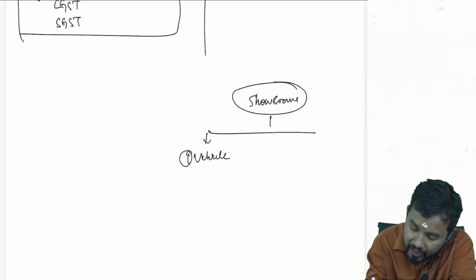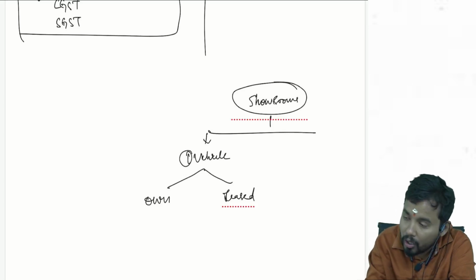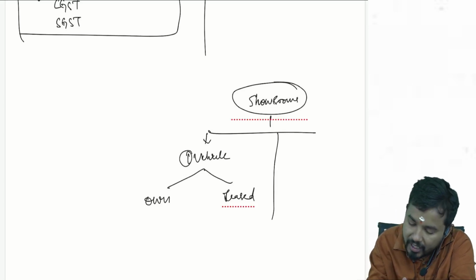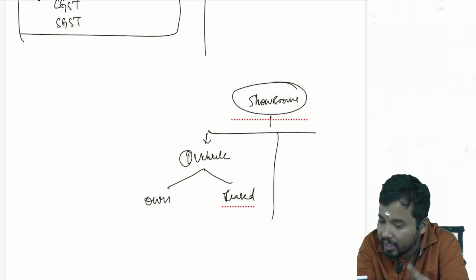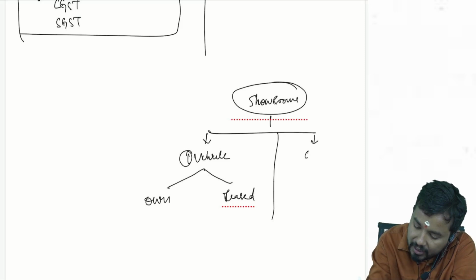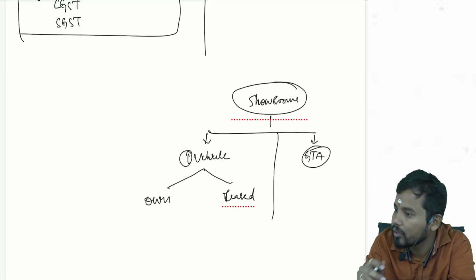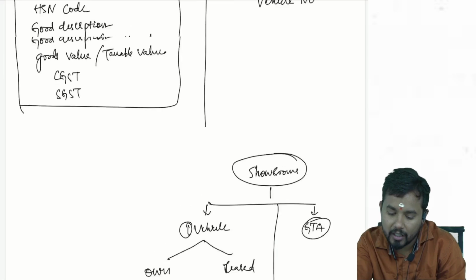Now again, this vehicle can be an own vehicle or a leased vehicle. Yes or no? I am not talking about this scenario, because in this scenario their vehicle is there anyway. The other scenario is that they don't have any vehicle, but they have promised that they will deliver the goods to you. In such a scenario, what will they do? They will engage a GTA, and they will deliver the goods.